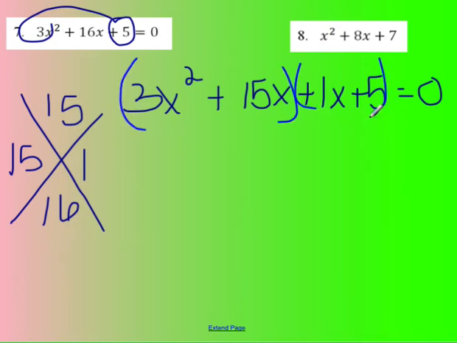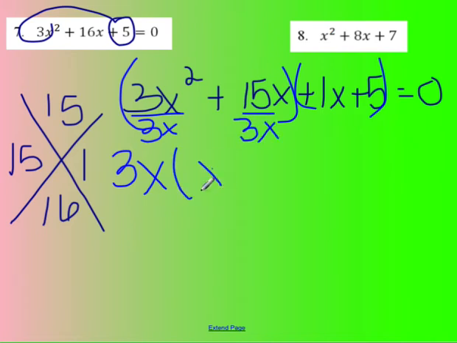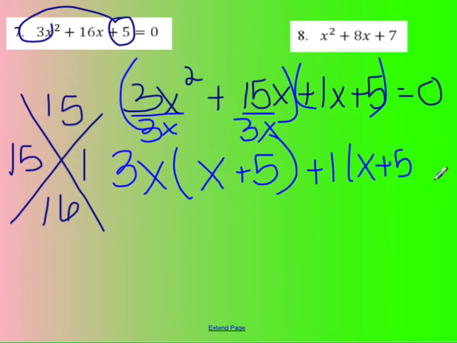Between 3x squared and 15x, I can divide out a 3 and an x. So I'm dividing each term by 3x. Well, 3 over 3 cancels out. x squared divided by x is just x. 15 divided by 3 is going to give me 5, and x over x is going to cancel. Out of my second group, there is no GCF, so I'm just going to take out a placeholder of 1. So then x plus 5.